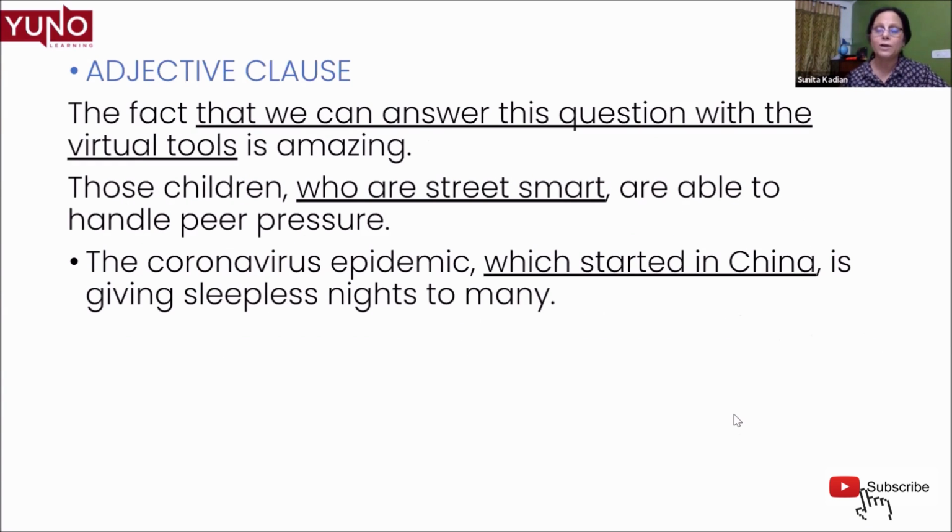Adjective. Adjective, you all know, describing words like good, bad, wonderful, great. So instead of a word, if a clause describes somebody or something, then it becomes the adjective clause. So remember, I'm just repeating that your complex sentences can have the adjective clause, the adverb clause, or the noun clause, which we are going to do. So look at this now. The fact, which fact, what fact? That we can answer this question with the virtual tools is amazing. The fact is amazing. Which fact? We're describing that those children, which children, who are street smart are able to handle peer pressure. The coronavirus epidemic, which coronavirus epidemic, which started in China, is giving sleepless nights to many.